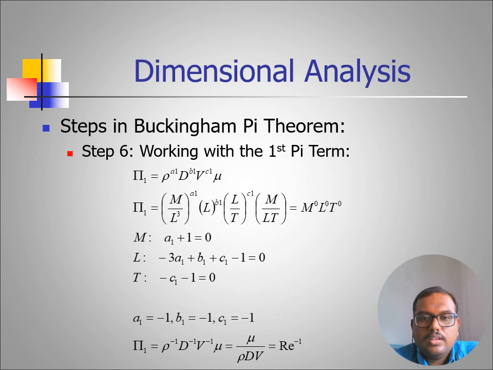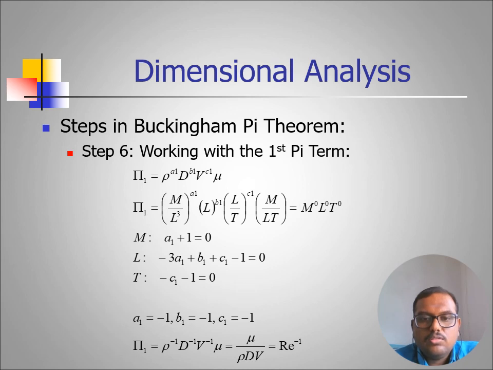For T, there is one term, T to the power minus c1, so we write minus c1, and then it is in the denominator T, so we write minus 1, which is equal to 0. So we are equating this equation. We can directly write a1 equal to minus 1. From this third equation we get c1 equal to minus 1. Substituting a1 equal to minus 1 and c1 equal to minus 1 in this equation, we get b1 equal to minus 1.